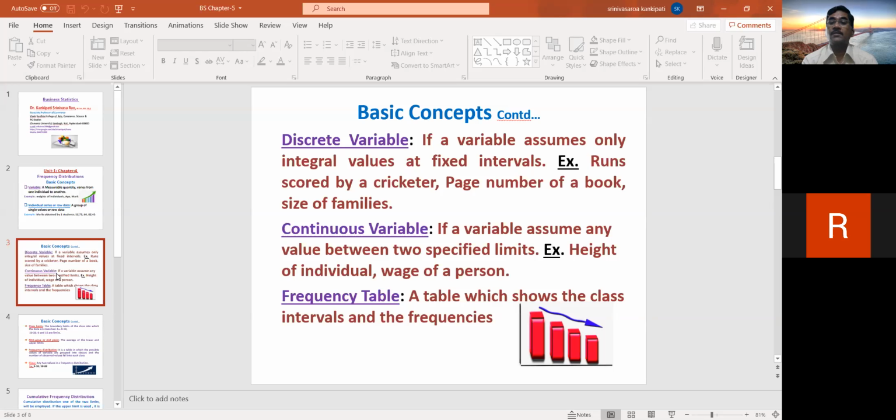So under this frequency table, continuous series, if you take class intervals, say for example 0 to 10, how many people got? Say for example 5 students got 0 to 10. Opposite to that, 5 students. What does it mean? The frequency of the 0 to 10 class is 5 students.